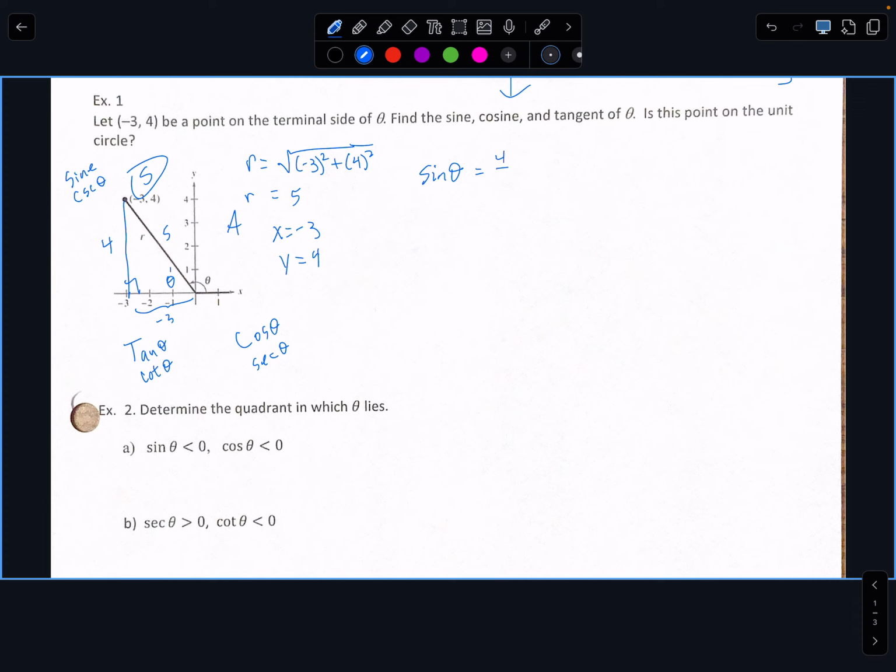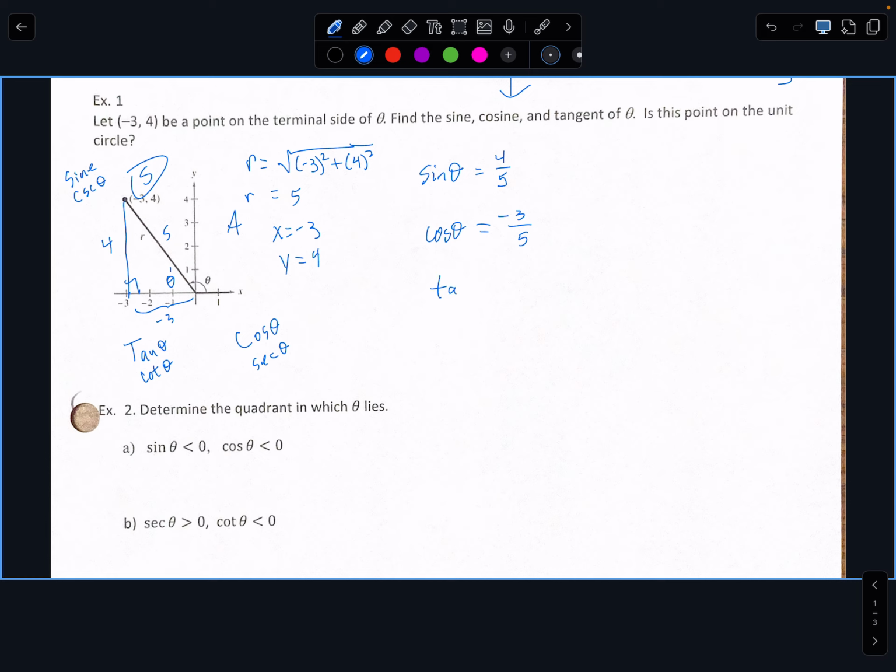It is 4/5. The cosine of theta is adjacent over hypotenuse. So this is your adjacent. This is your hypotenuse. It is your x over r. It is your negative 3 over 5. And make sure that the negative sign's in there.